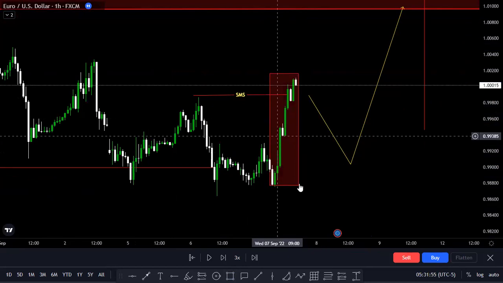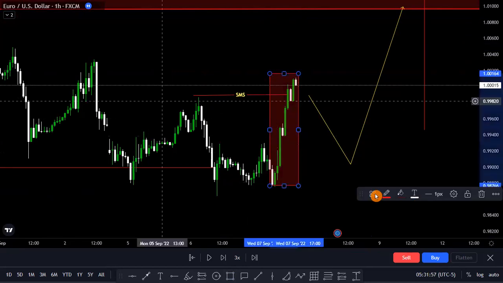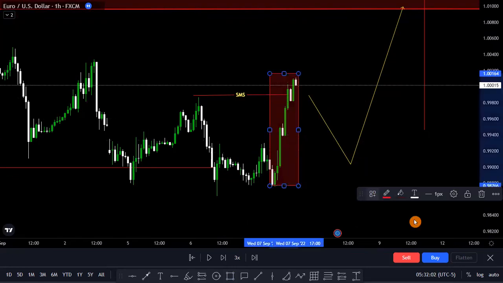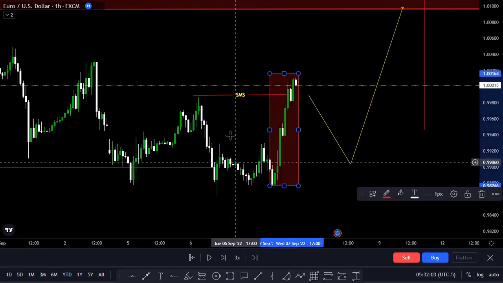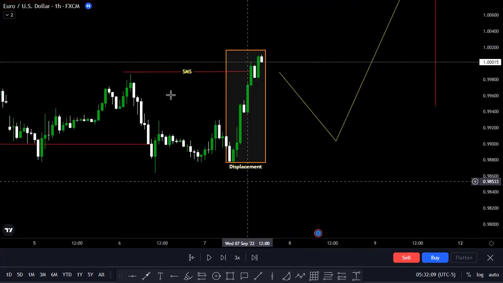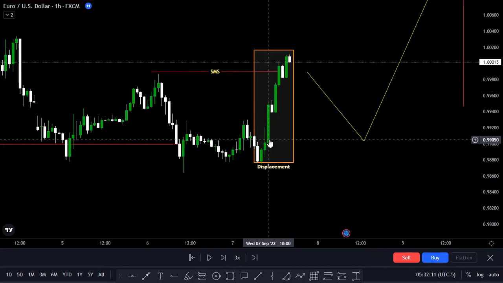We can see this strong impulsive move, which we call institutional movement. This is also what you can call a displacement. You can see displacement in this area. So what I'm going to do here is look for a buying opportunity. Let's see how price plays out.